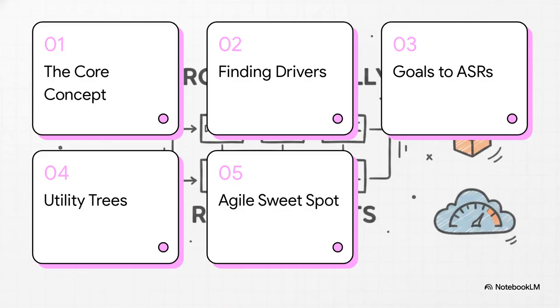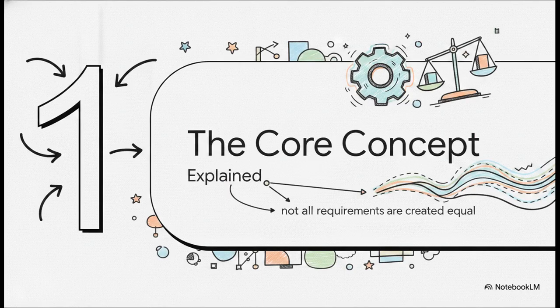Here's a quick look at our syllabus for this masterclass. First, the core concept explained. Second, finding architectural drivers. Third, converting goals to ASRs. Fourth, mapping with utility trees. And finally, we'll wrap up with the Agile architecture sweet spot. All right, Section 1, the core concept explained.